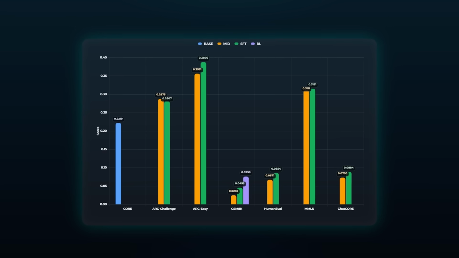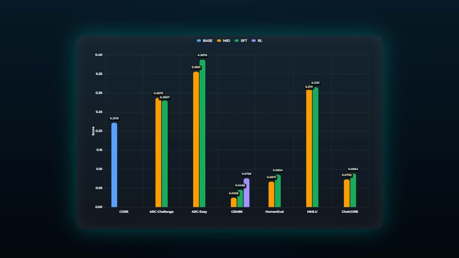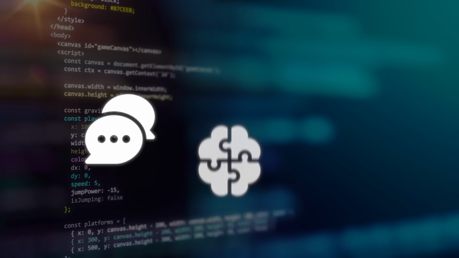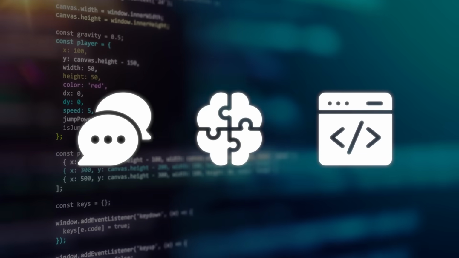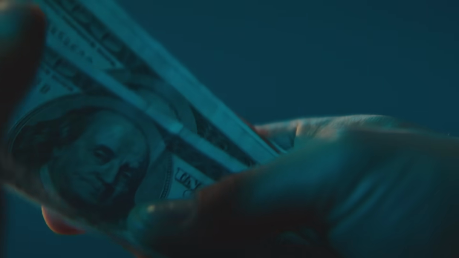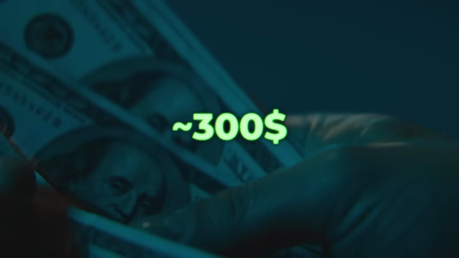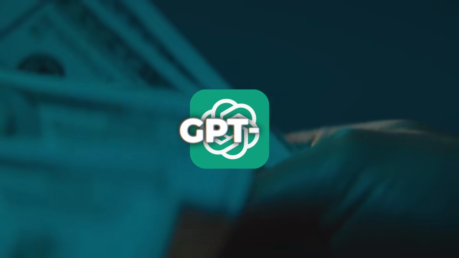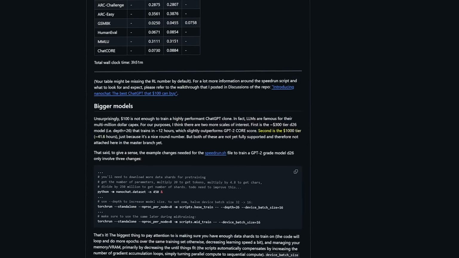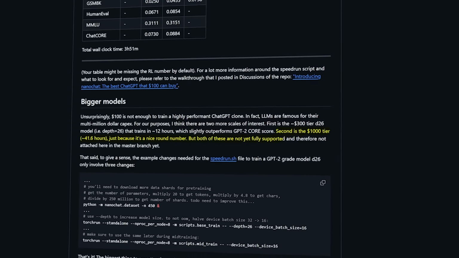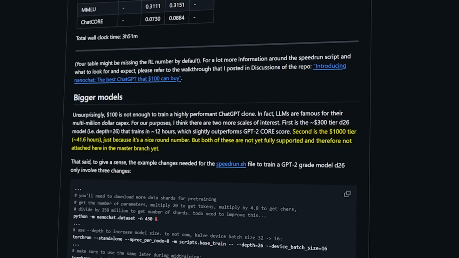And yeah, the results are shockingly good for something this small. It can chat, solve problems, and even write bits of code. If you spend a bit more, like $300, you can scale it up to beat GPT-2's performance. And around $1,000 gets you something that actually starts reasoning pretty well.